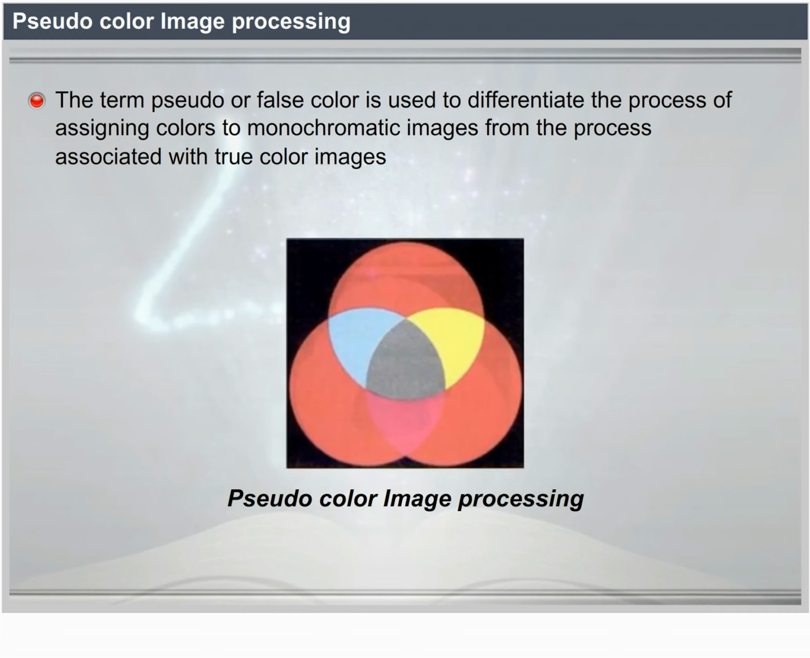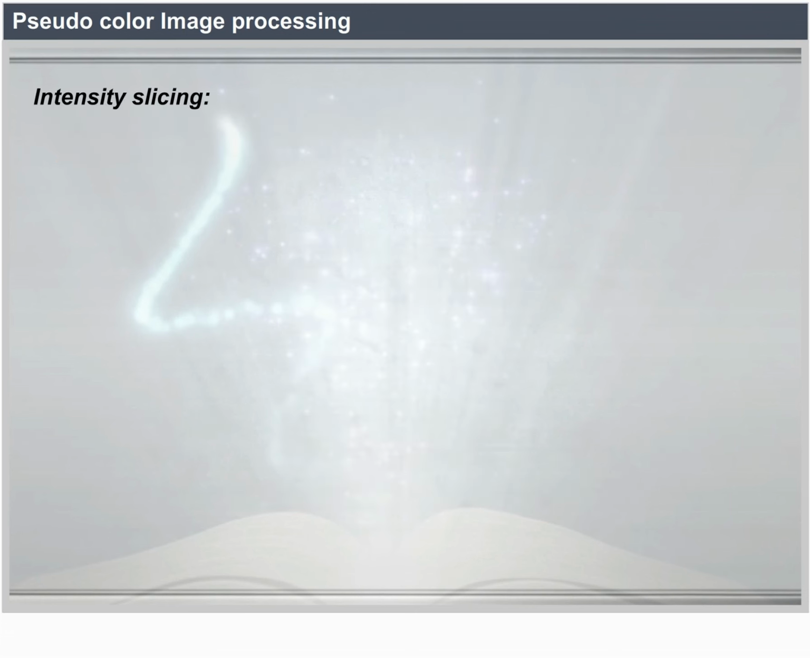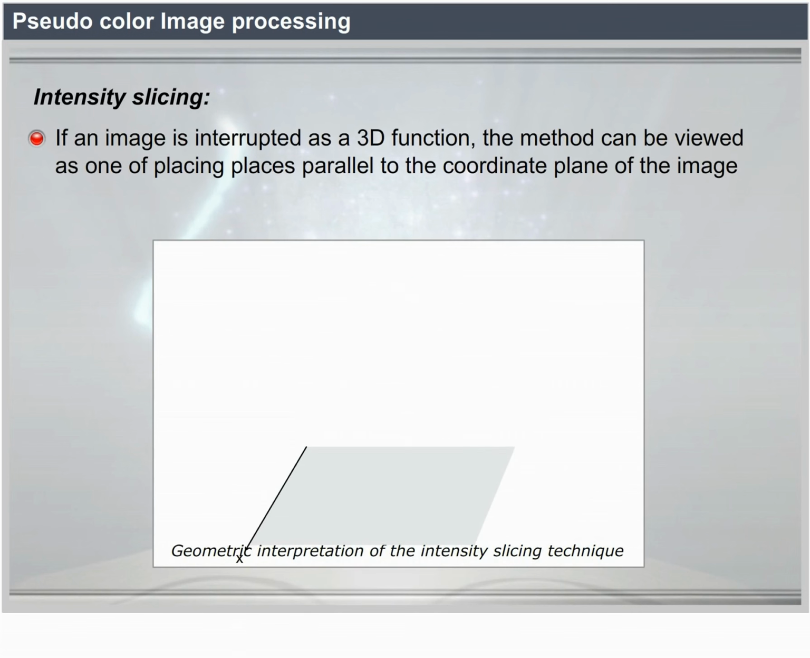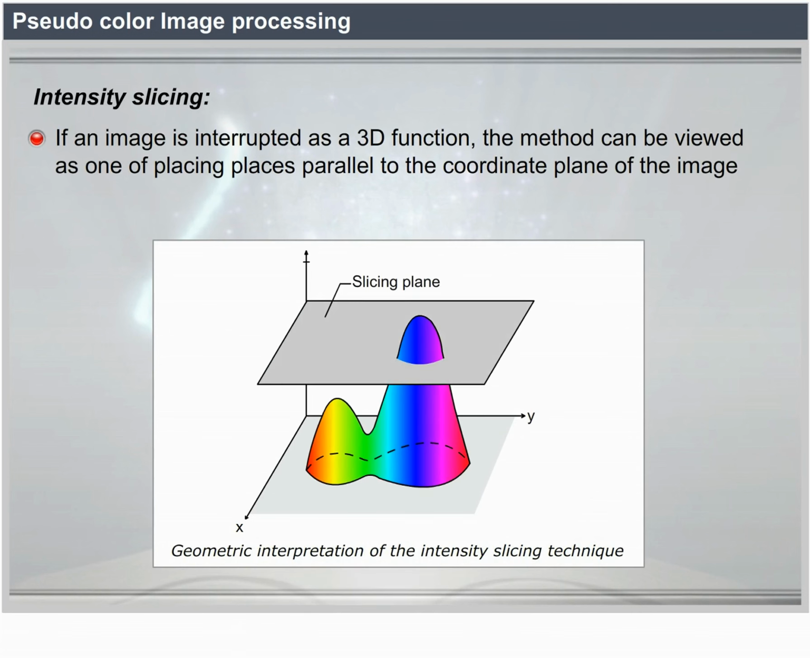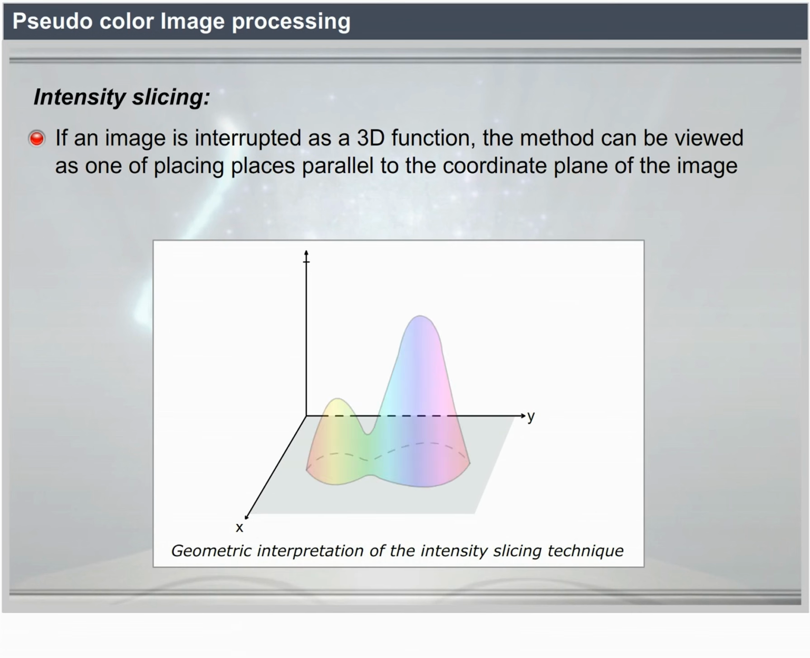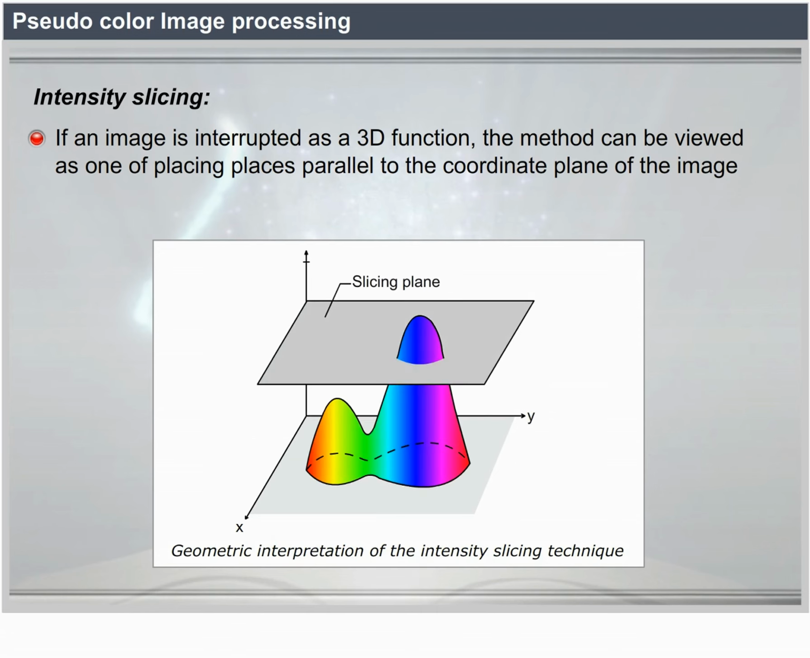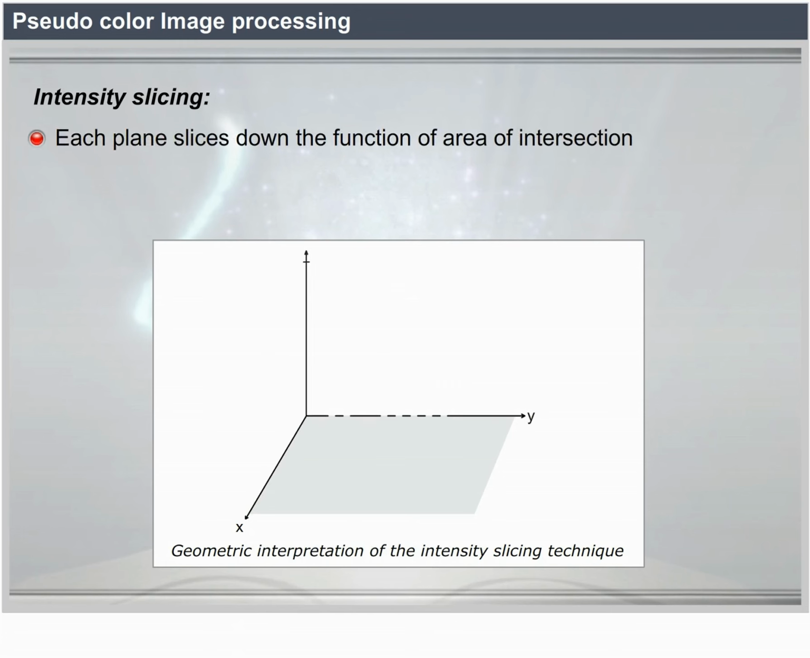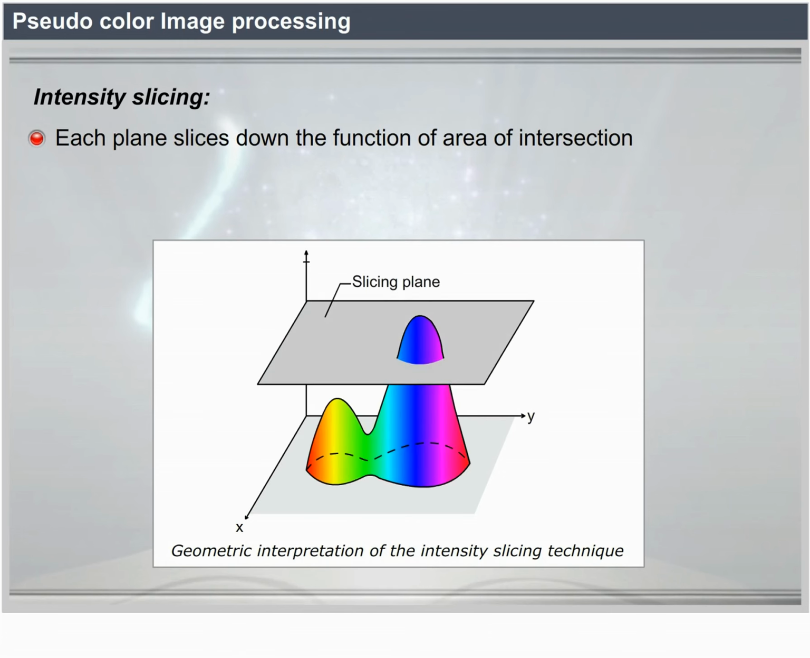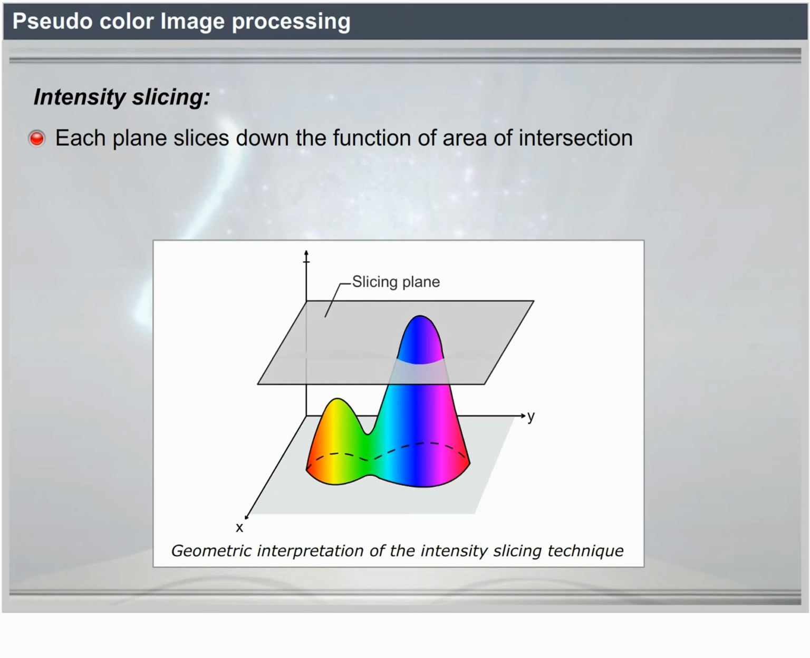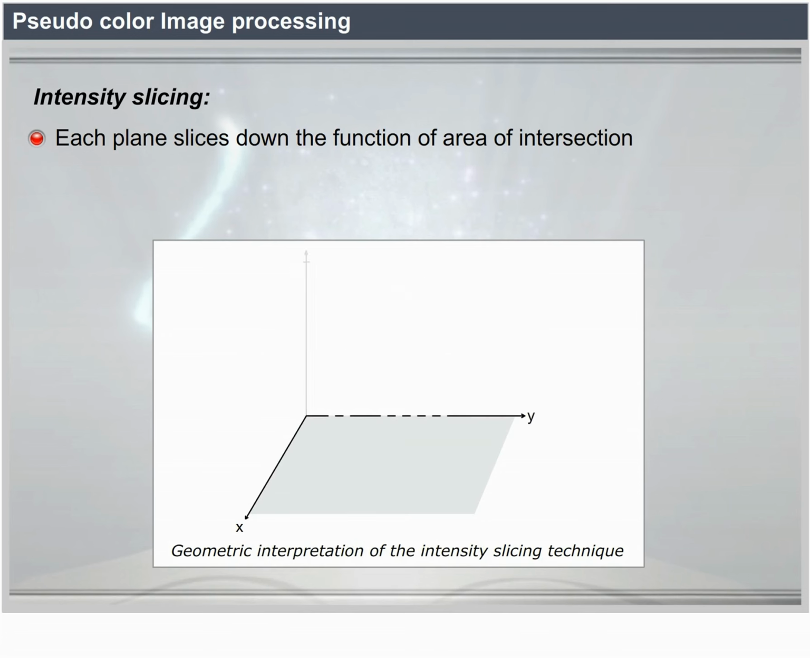Intensity slicing. It is the simplest example of pseudo-color image processing. If an image is interpreted as a 3D function, the method can be viewed as one of placing planes parallel to the coordinate plane of the image. Each plane then slices the function in the area of intersection. The figure shows the geometric interpretation of the intensity slicing technique. An alternative representation of the intensity slicing technique is also shown.